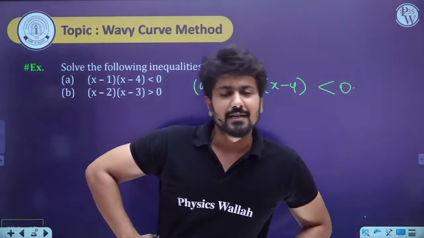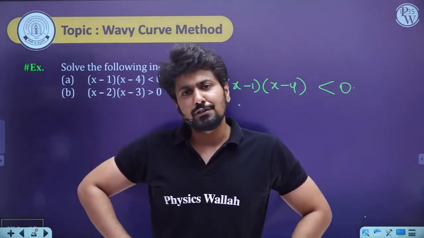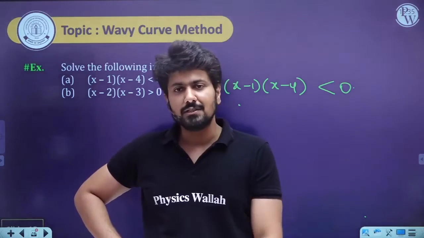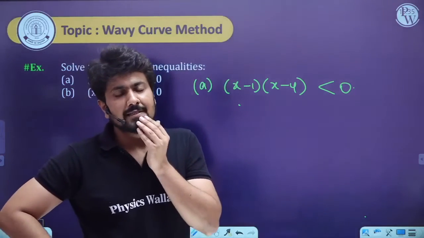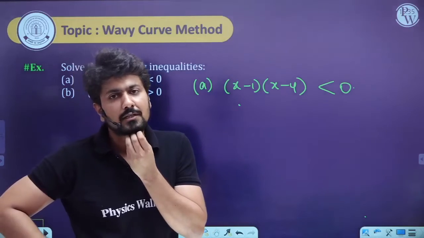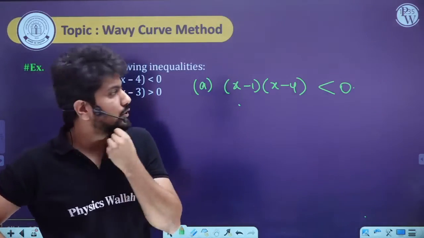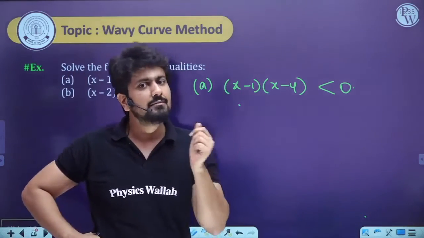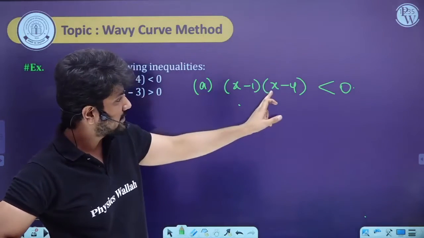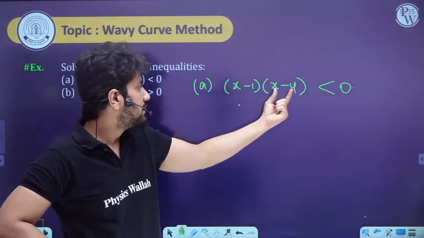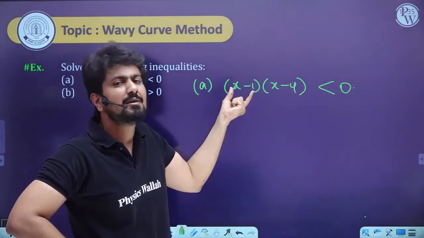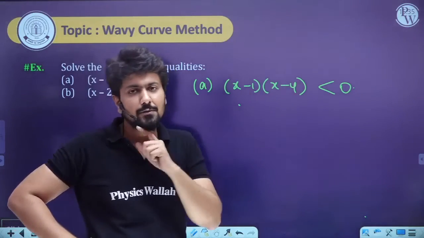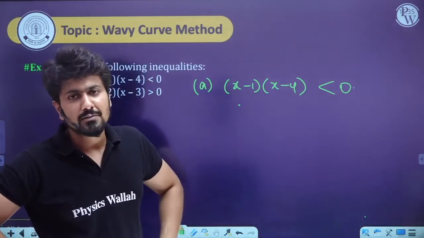So how do we get started with that? First of all, just observation. Put any value of x. For x equal to 4, what will be the product? For x equal to 4, you can see that the product will be 0 only, right? If you put x as 4, this bracket becomes 0. 0 into any other thing, right? When you put x equal to 4, this will become 3. 3 into 0 will be 0. So at x equal to 4, it becomes 0.